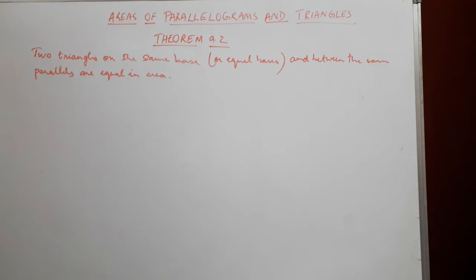Just like in the previous video, Theorem 9.1, where we spoke about two parallelograms lying on the same base and between the same parallels having equal area, here we will be discussing and solving a proof on how two triangles which share a common base and lie between the same parallels have areas which are equal to each other.